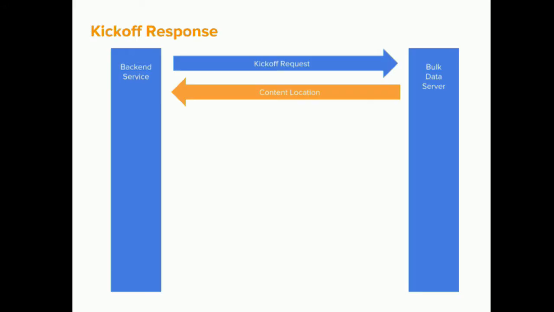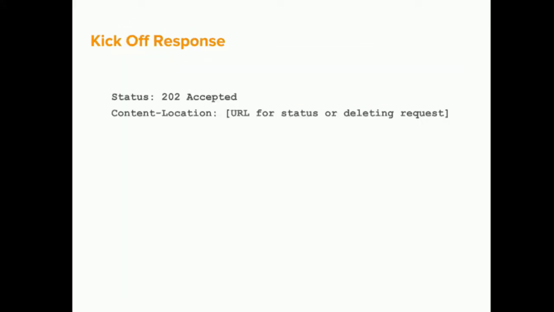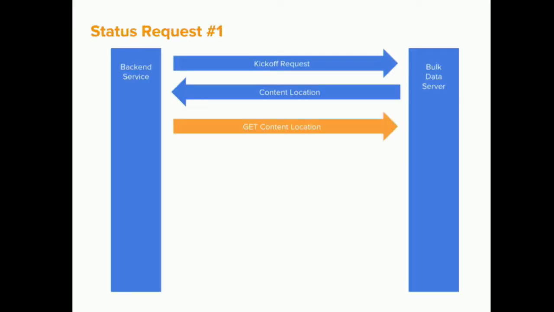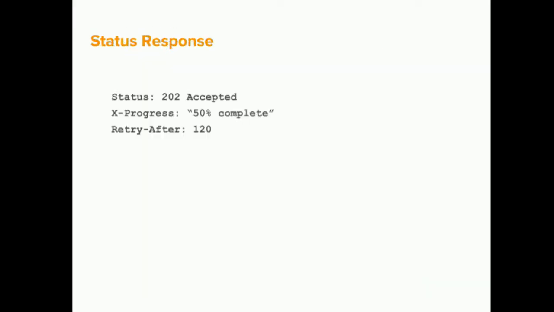Once the client, or the backend service, has submitted this kickoff request, the bulk data server responds with a location URL. That location can then be polled for the status of the operation and can also be used to cancel the operation by sending a delete request to it. So let's poll for that status by hitting that content location.